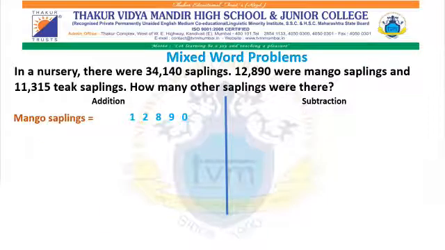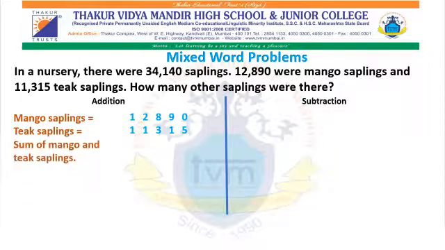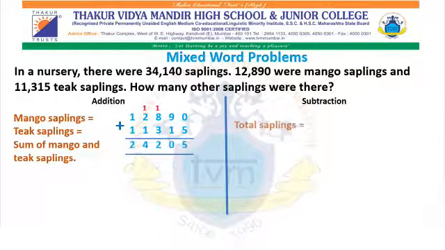Mango saplings 12,890. Teak saplings 11,350. Sum of mango and teak saplings, that means we have to add here. After adding, the number we got is 24,205. Now let us move towards the subtraction.